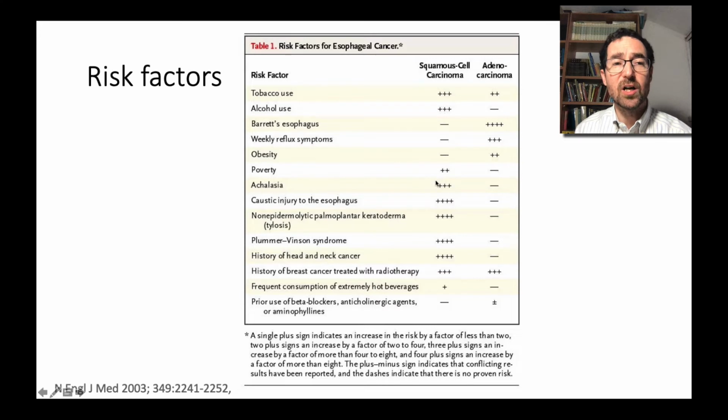In terms of adenocarcinoma, as we mentioned, it's all to do with Barrett's esophagus and obesity. They also mention tobacco use, and both types of cancer can be associated with exposure to ionizing radiation.